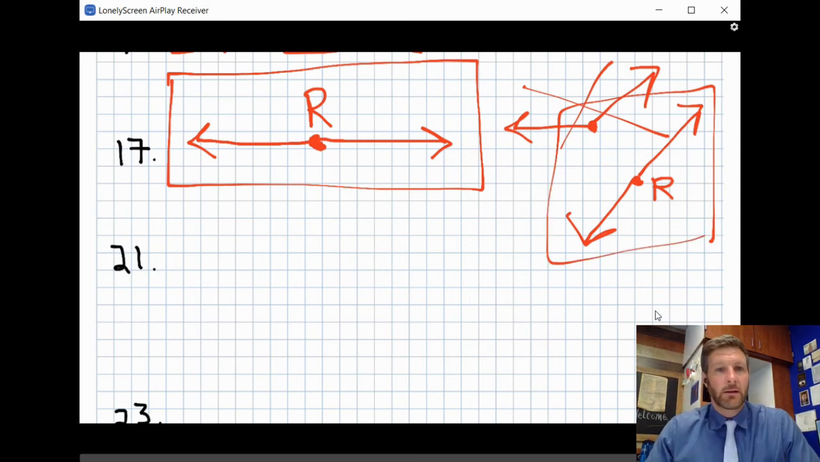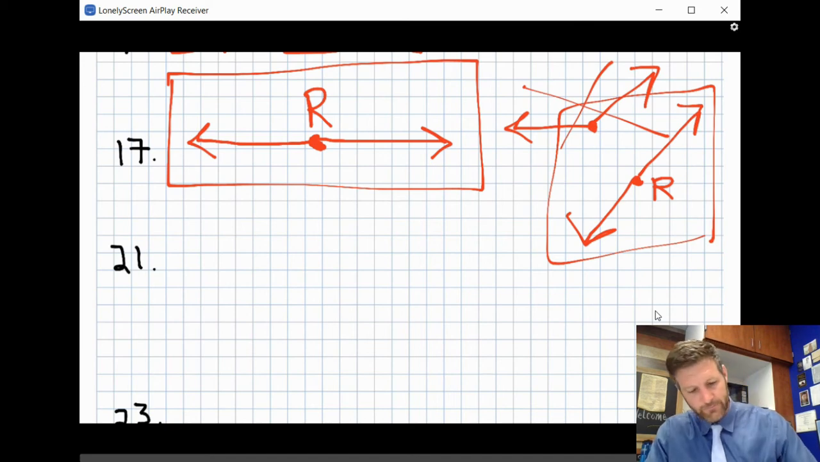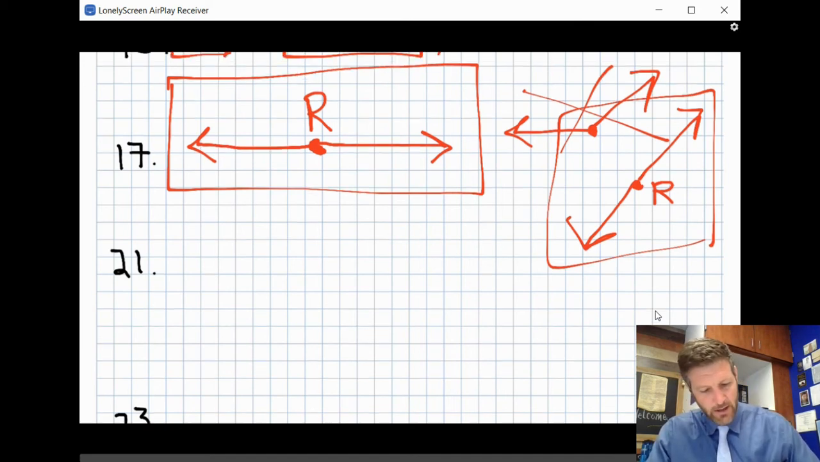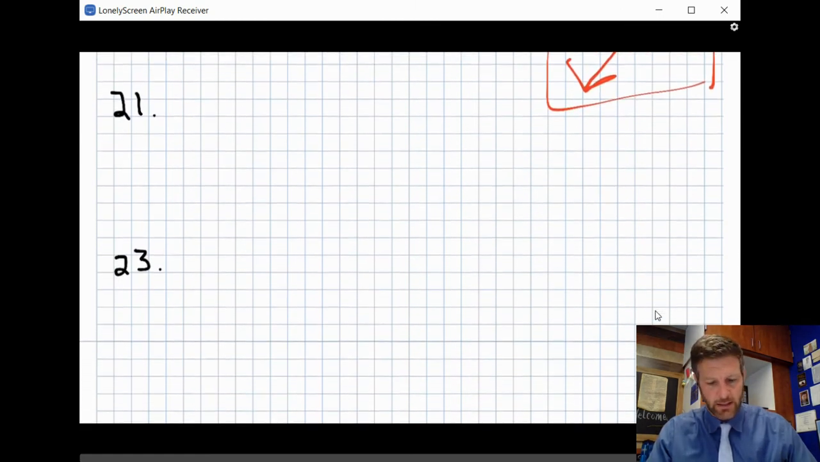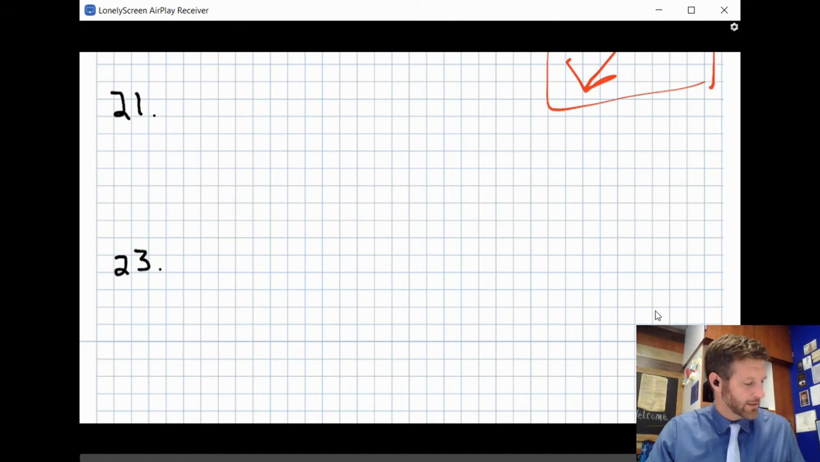Either one, as long as they're going in opposite directions and you have point R on there. Okay, 21. It says sketch a figure that shows each of the following. So again, we're sketching. There might be problems in between here, but these are the ones I've just chosen to highlight and explain in detail. 21, 3 coplanar lines that intersect in 3 different points.